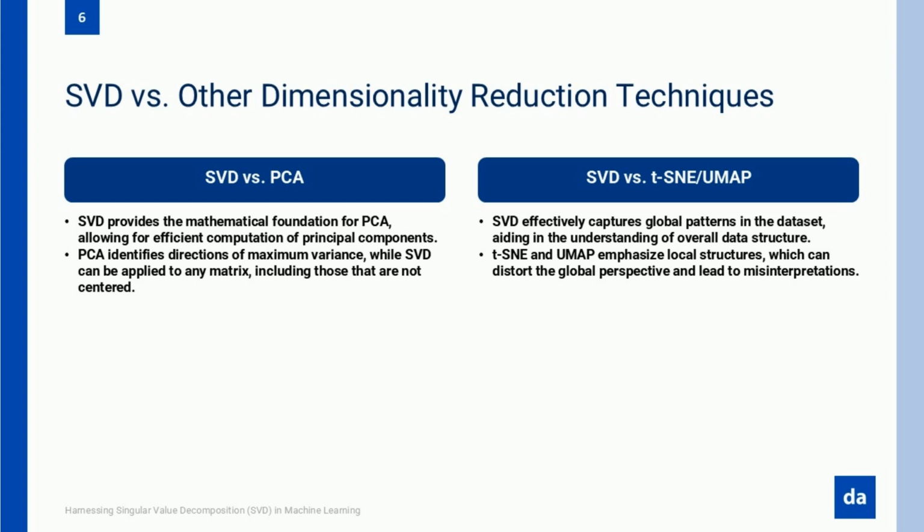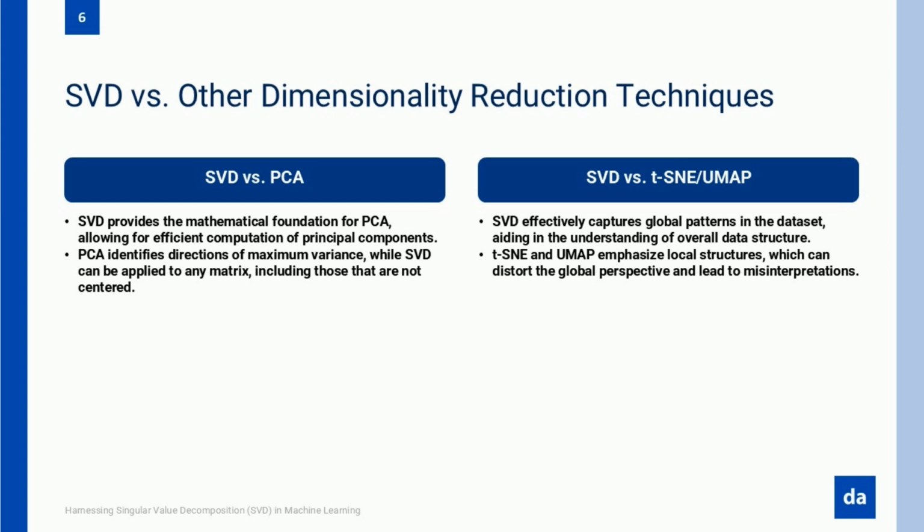They can sometimes distort the global picture, leading to misleading interpretations if you're not careful. Consider what happens when you apply these different techniques to the same data set. SVD will faithfully represent the major directions of variance across your entire dataset, while TSNE might create visually appealing clusters that don't necessarily reflect the true global structure. Neither approach is inherently superior. They simply prioritize different aspects of your data. This distinction explains why many data scientists use SVD as their starting point before exploring more specialized techniques.